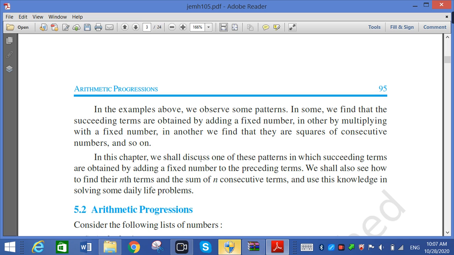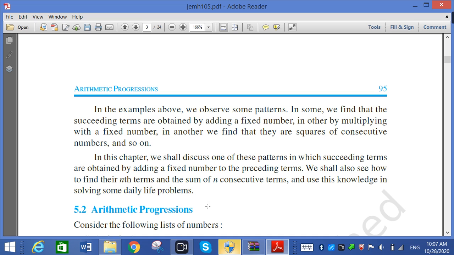We find that the squares of consecutive numbers and so on. In this chapter we shall discuss one of these patterns in which succeeding terms are obtained by adding a fixed number to the preceding one. If 10 is there, then we write 15, so 5 is added, 20, 25. We shall also see how to find the nth term, our last term, and the sum of consecutive terms. That we have to discuss in this chapter.